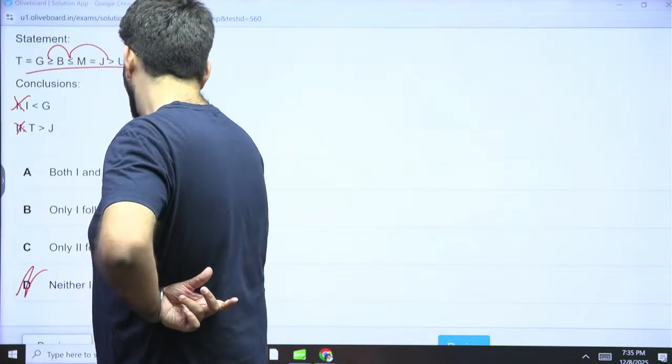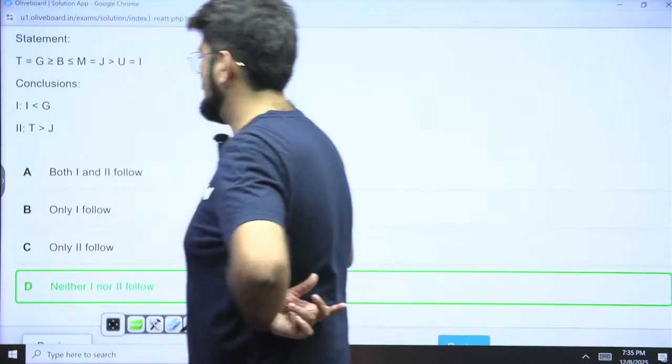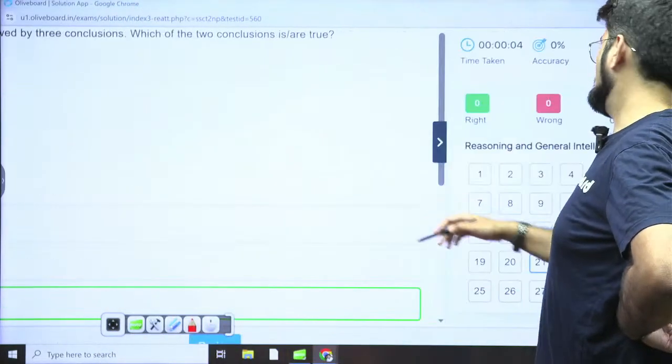Option D. Equal to etc. We would have only checked if either or was there. Either or is not there, so let's not waste time. 22 seconds here. Next.